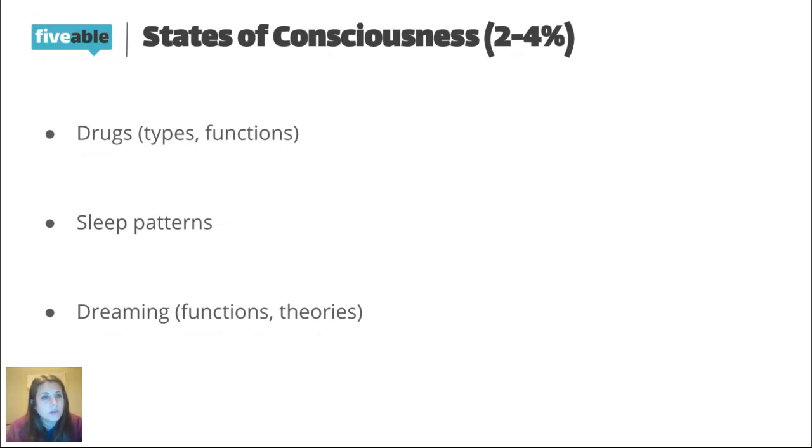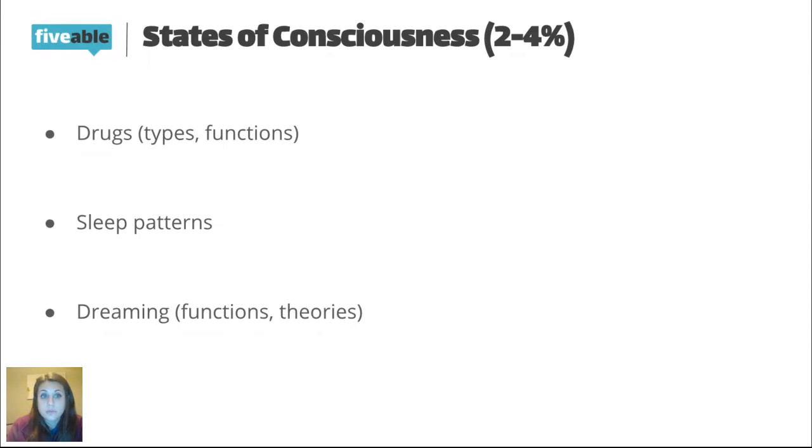So just review the various types: barbiturates, opiates, hallucinogens, amphetamines, things like that. Make sure you review the different types of drugs and understand what the functions are. If they bring you up, if they bring you down, what do they do to your nervous system, that sort of thing. Another big aspect of this unit would be sleep patterns.